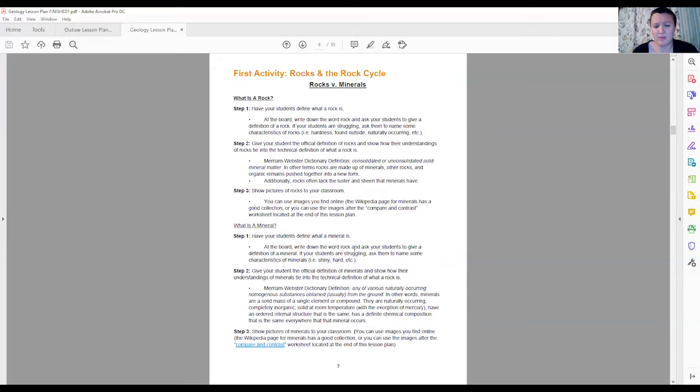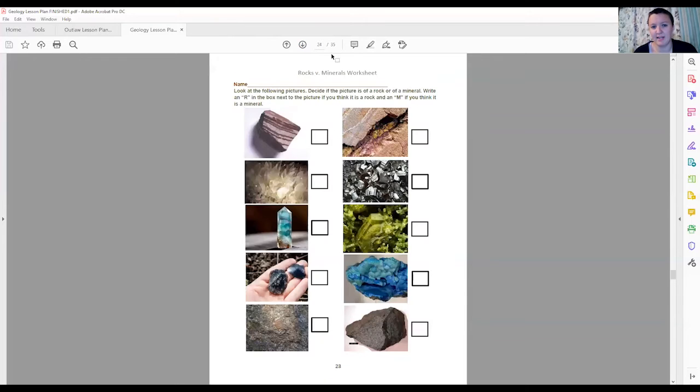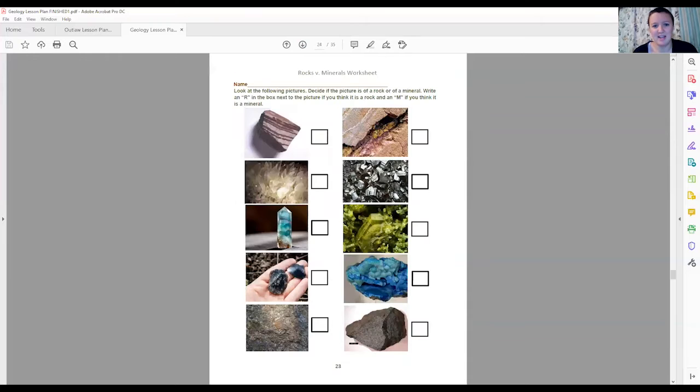After you have worked through explaining to your students what a rock is and how that compares to a mineral, you can hand out our compare and contrast worksheet. Here it is. You want your students to go through and check off: is this a rock? Is this a mineral? Is this a rock? Is this a mineral? And we have the exact answer key right afterwards.